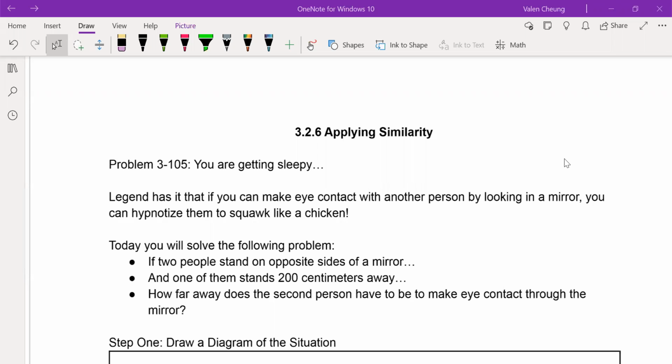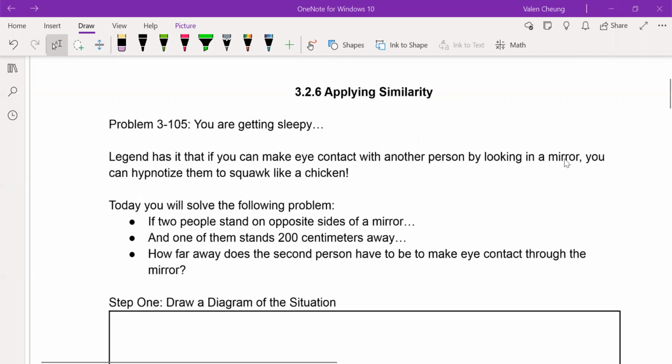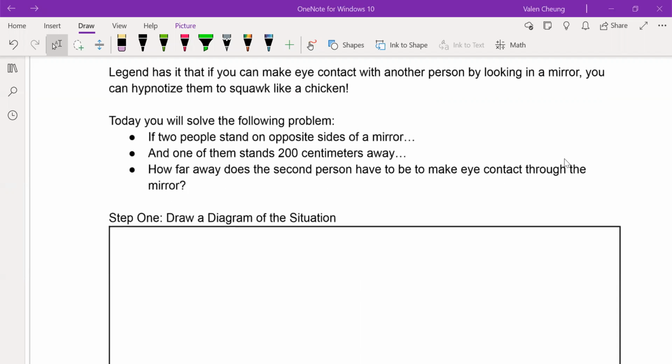The problem says you are getting sleepy. Legend has it that if you can make eye contact with another person by looking in a mirror, you can hypnotize them to squawk like a chicken. Today, you will solve the following problem. If two people stand on opposite sides of a mirror, and one of them stands 200 centimeters away, how far away does the second person have to be to make eye contact through the mirror?